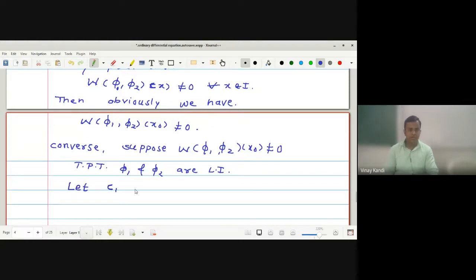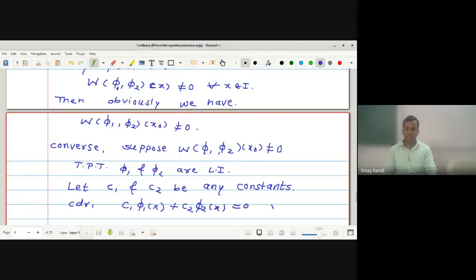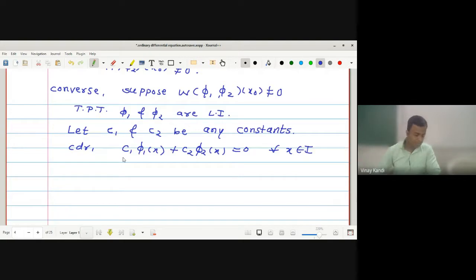Let C1 and C2 be any constants. Consider C1 phi1 of x plus C2 phi2 of x is equal to 0 for all x belongs to I. First we have to consider this, and then based on the values of C1 and C2 we have to decide whether the functions are independent or dependent. Is this statement true for all x belongs to I?